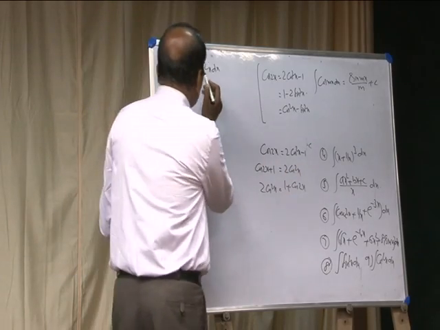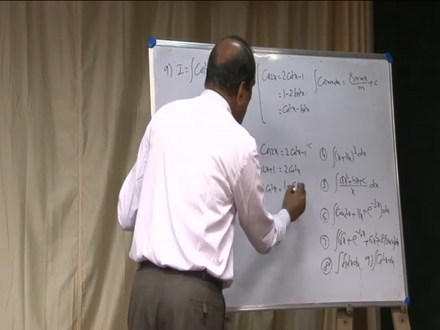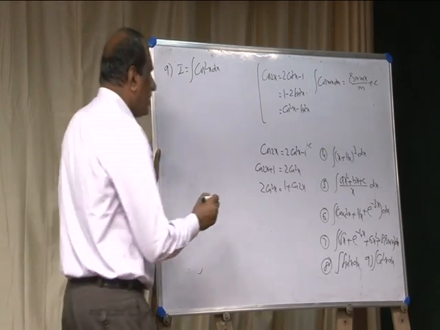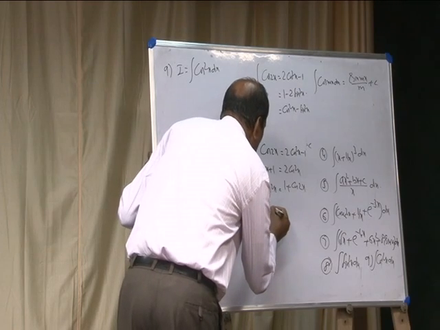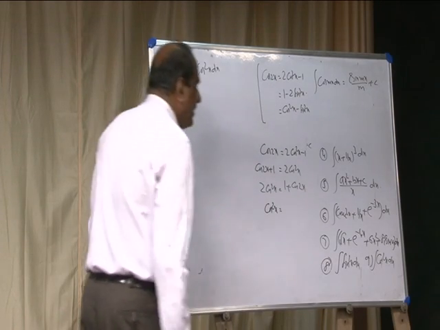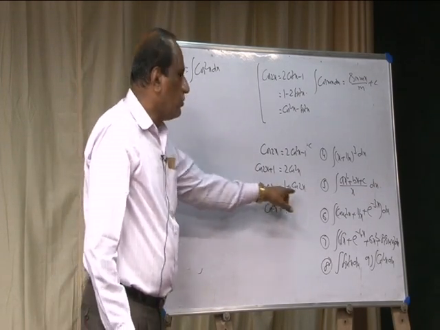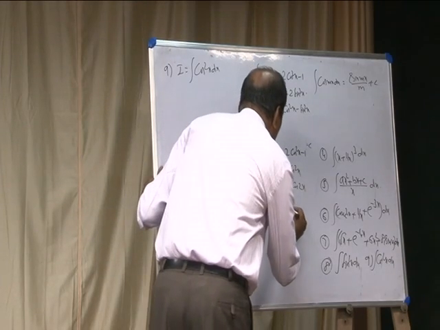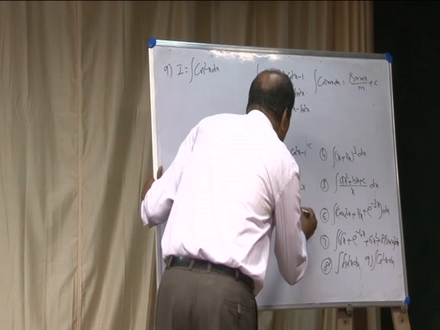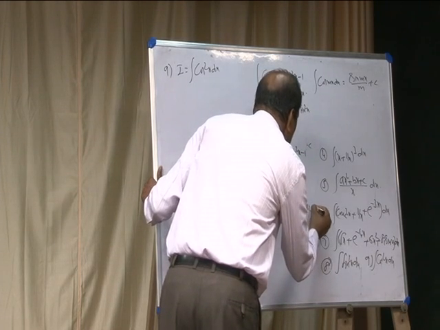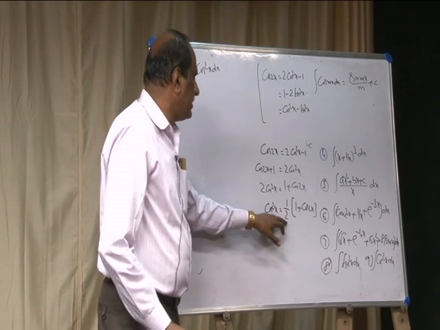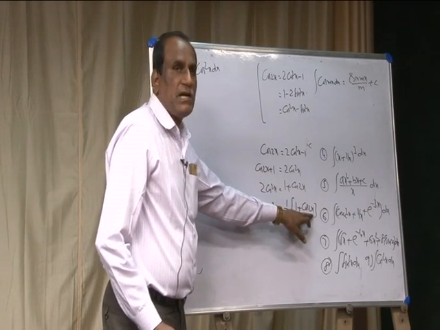Now, here cos square x is there: 2 cos square x is equal to 1 plus cos 2x. So write the formula for cos square x. This 2 goes to the denominator in the RHS, that is nothing but half into 1 plus cos 2x. So what is cos square x? Cos square x is equal to half into 1 plus cos 2x.